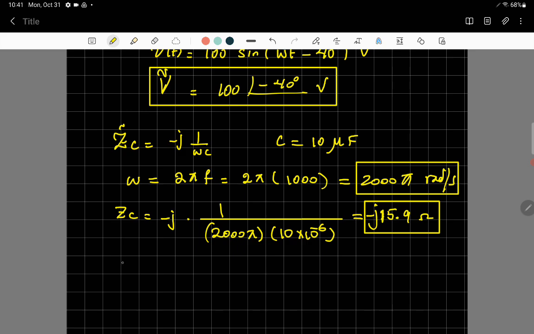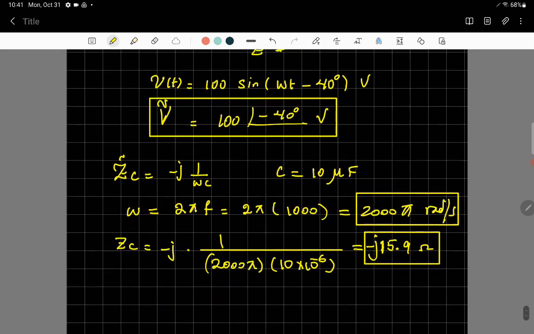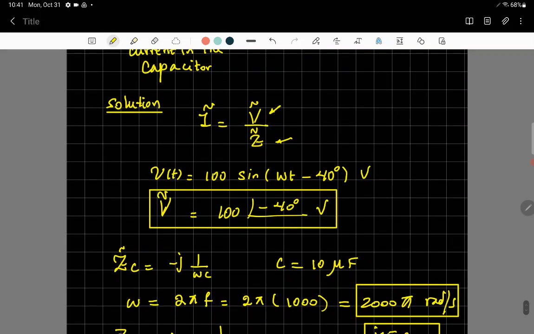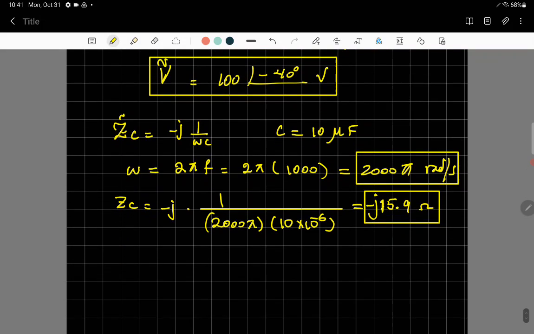Once we do that, it's easy now to apply Ohm's law. I is equal to V over Z. Using phasors, I remind you. So I, phasor, in the capacitor. The voltage as a phasor is given here in this equation, 100 at angle negative 40.